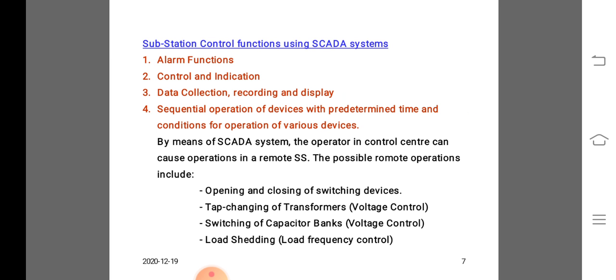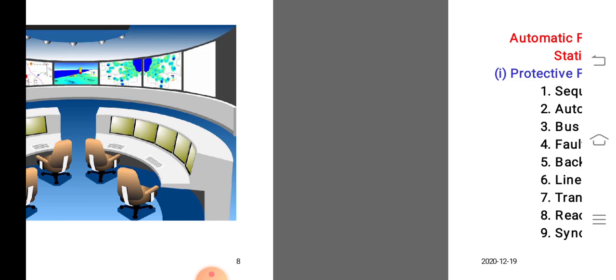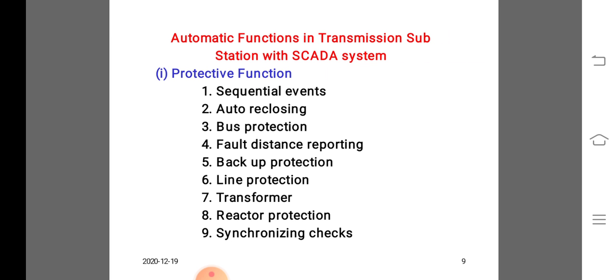By means of the SCADA system, the operator in the control center can cause operation in a remote substation. This possible remote operation includes opening and closing of switching devices, tap changing of transformer, that means voltage control, and switching of capacitor bank. It also has voltage control and load shedding, that means load frequency control. This is the protective function, which I mentioned previously.